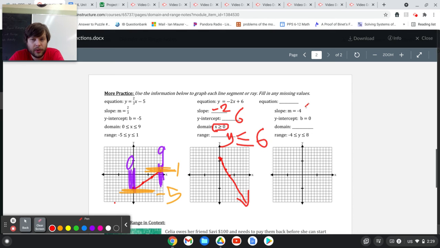All right, third one, they gave us the slope and the y-intercept. So we write y equals -4x plus 0. You can leave off the plus 0. They tell us the range goes from -4 less than or equal to y, less than or equal to 8. Let's try to graph it and see what we can figure out about the domain.